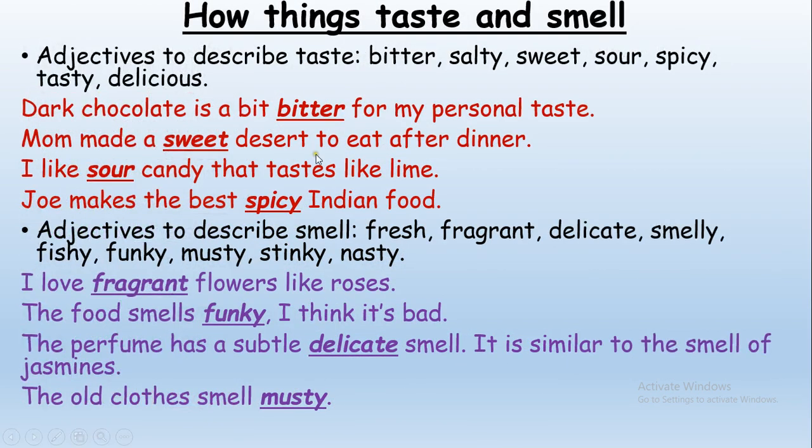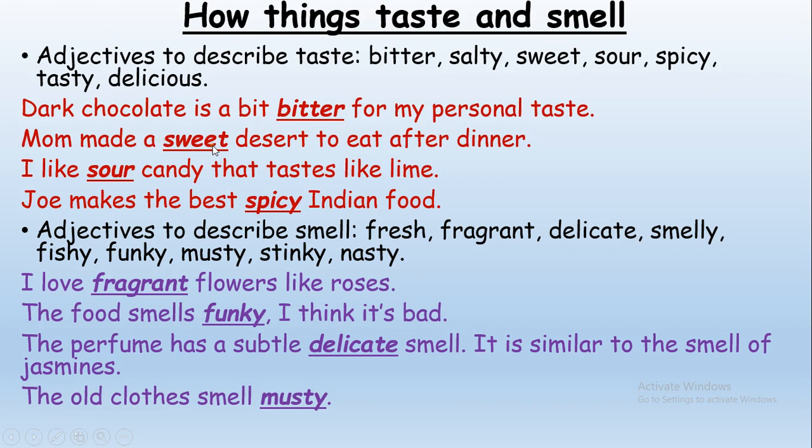Alright, now let's move to how things taste and smell. Adjectives to describe taste. So, we have different flavors for food. We have bitter, salty, sweet, sour, spicy, tasty, and delicious. These all describe how things taste. So, for example, dark chocolate has no sugar in it at all. It's not sweet. How would we describe it? Dark chocolate is a bit bitter for my personal taste. How did we describe the dark chocolate? With the word bitter. It's not sweet.